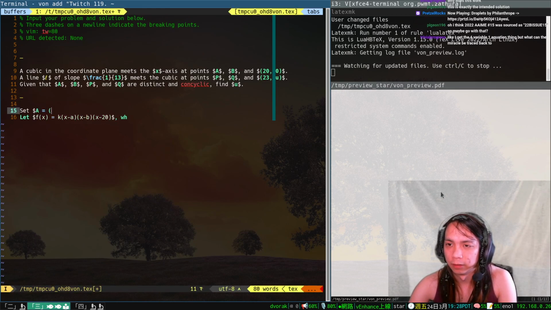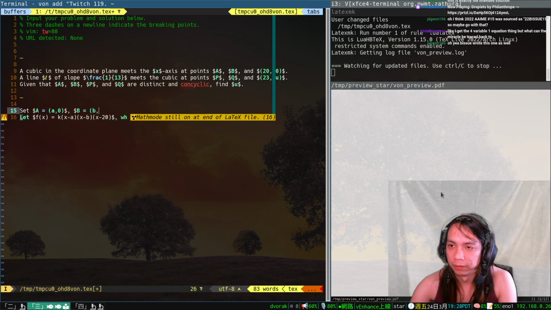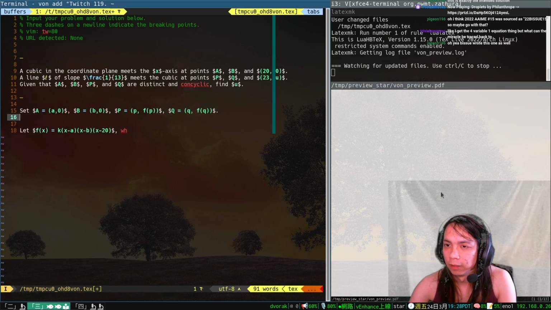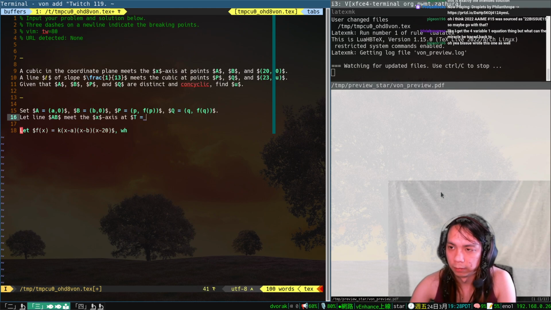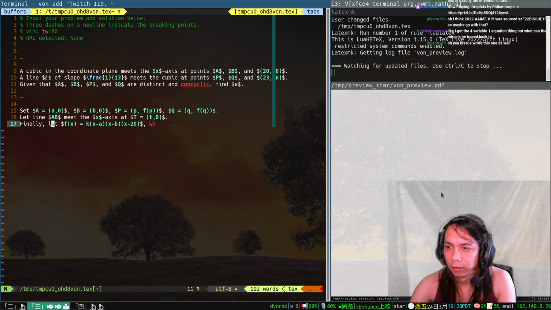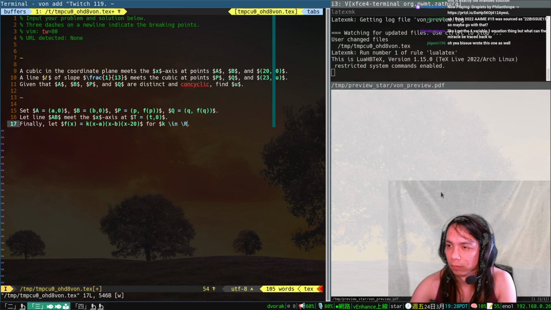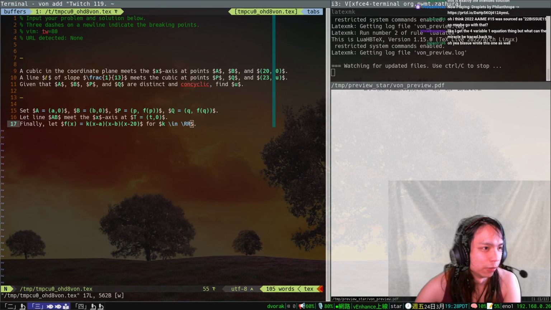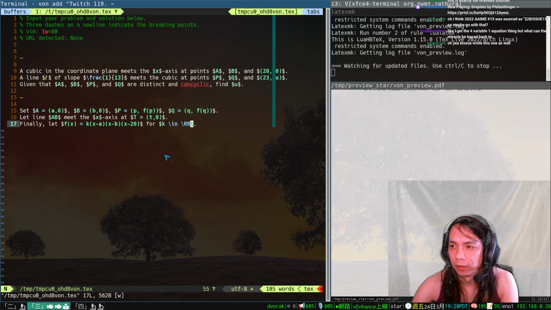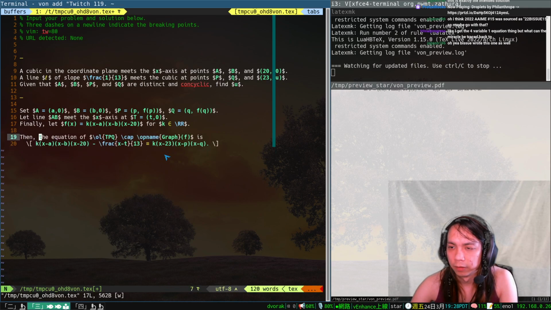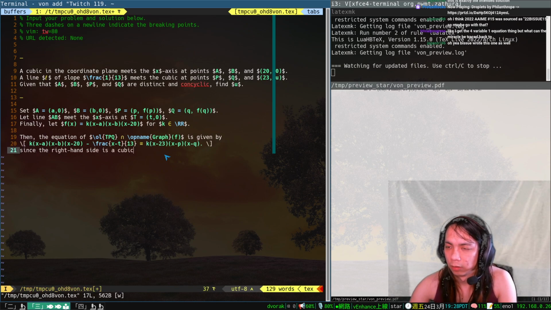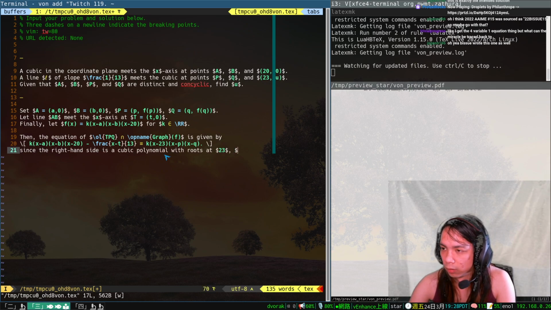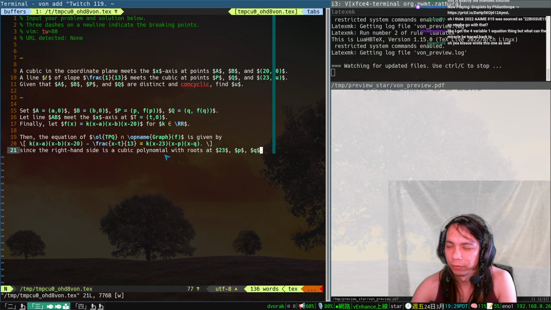Where set A equals A0, B equals B0, P equals P, f(P), Q equals Q, f(Q). Let line AB meet the x-axis at T equals T0. Oh, okay, then that's fine. All right, we'll do that. Then, I feel like I want to draw an ASCII diagram for this problem, but I don't super know how.